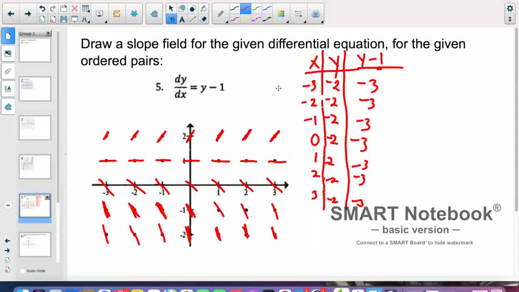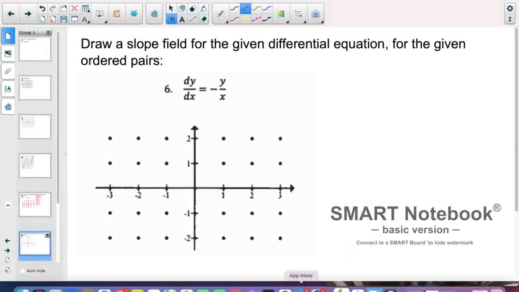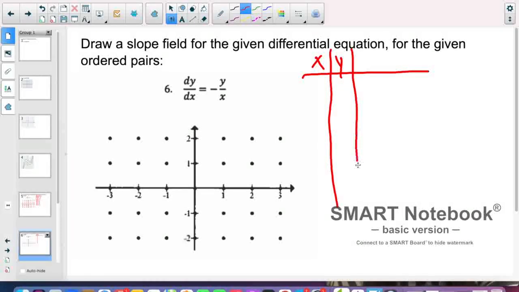Next, I want to do one where the differential equation involves an x and a y, because I want you to see how that affects the patterns and things. Again, anytime you can find a pattern for these, it does make life a lot easier. So this one has a negative y over x. I'm going to do the same thing. I'm going to do my xy chart. And then over on the right side, I'm going to put in my differential equation, negative y over x.